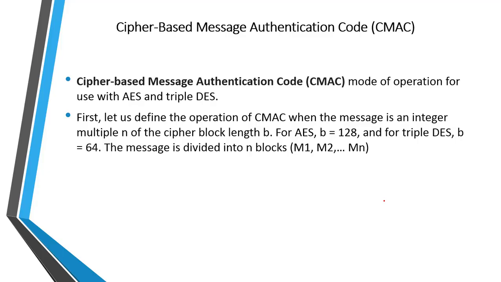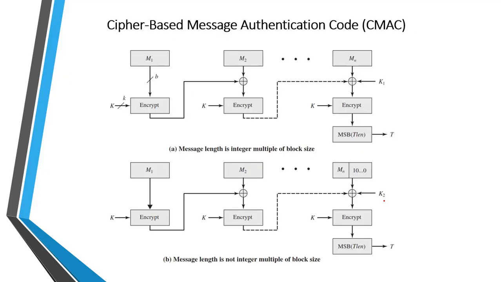The message is divided into n number of blocks, that is M1, M2 and Mn. So this is the procedure in the cipher-based message authentication code. Here, first of all, the message is divided into M1, M2 and Mn, n blocks. The first figure shows the message length is an integer multiple of the block size, and the second figure shows the message length is not an integer multiple of the block size. So if the message length is not an integer multiple of the block size, then the last block is padded with a 1 followed by the necessary number of zeros.